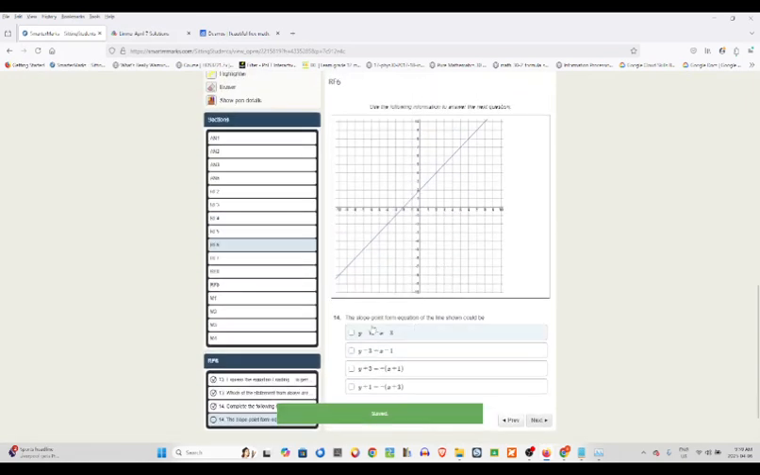And now here, the slope point form equation of the line shown could be, our slope was positive 1, so that is one of our first two options. So either we have the point 1, 3 on the line or 3, 1. 1, 3 is on the line. That's B.